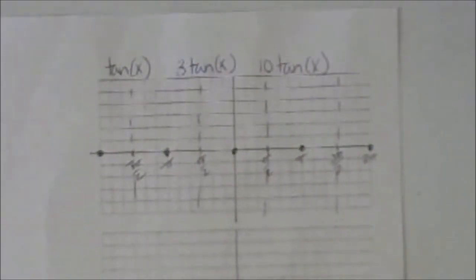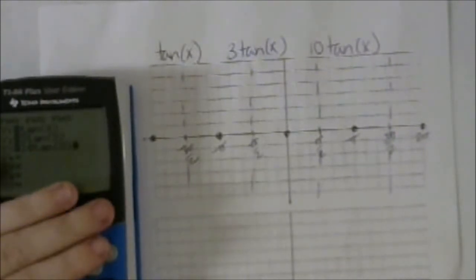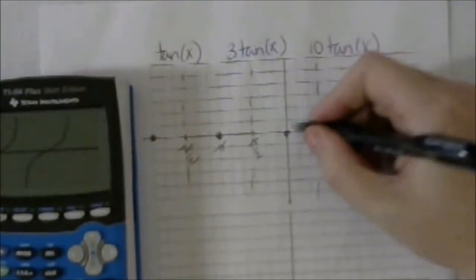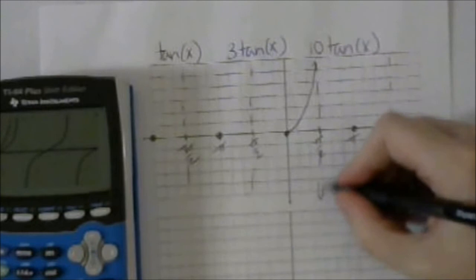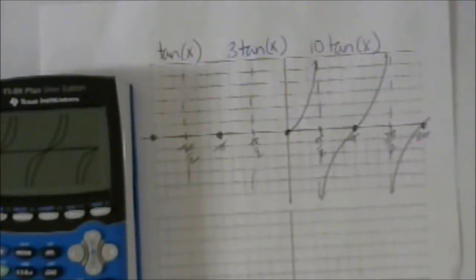And because the shifts are so subtle, I'm actually going to use my calculator for all three. I want you to be able to see the difference for yourself in how subtle it is. Tangent x, 3 tangent x, and 10 tangent x. See the difference?